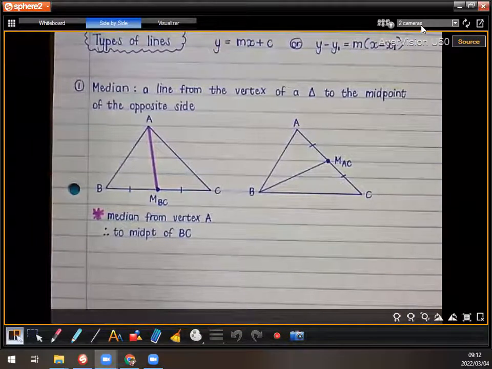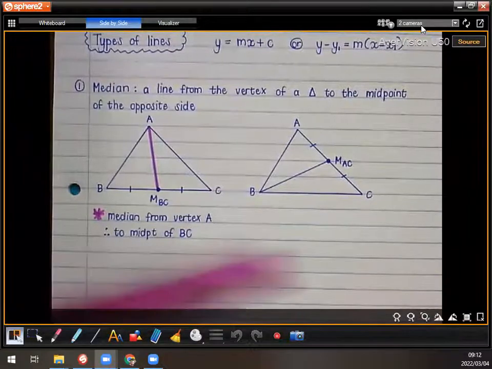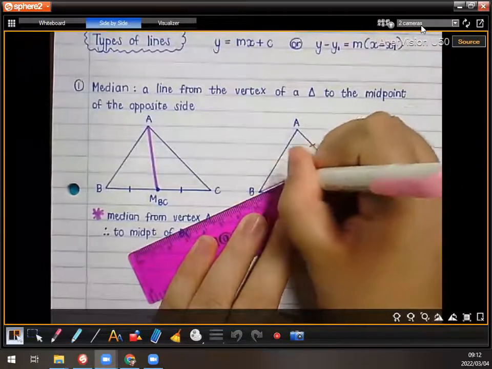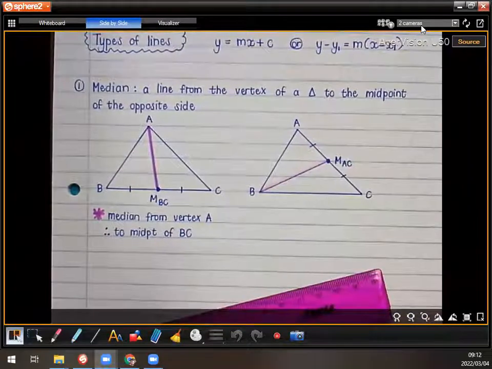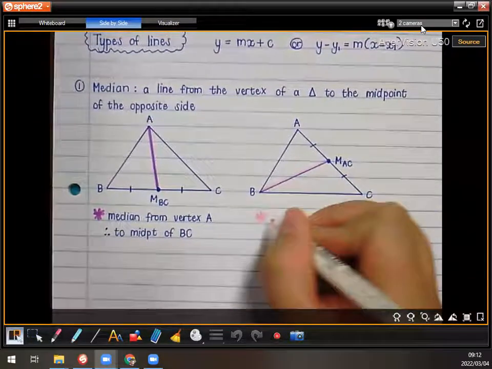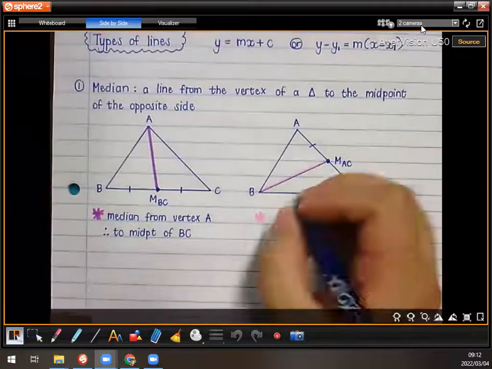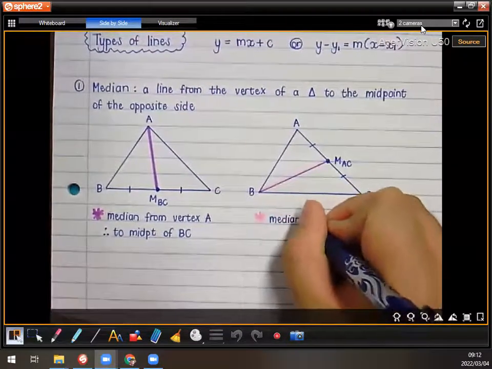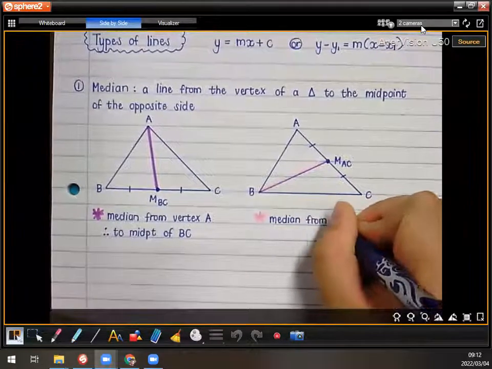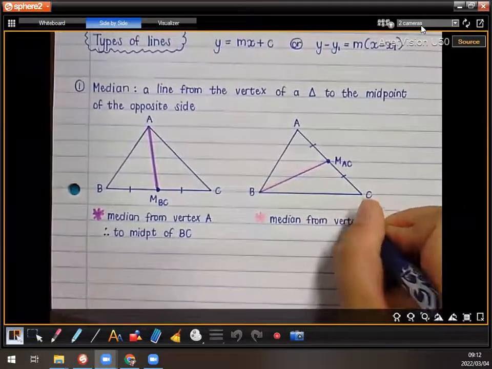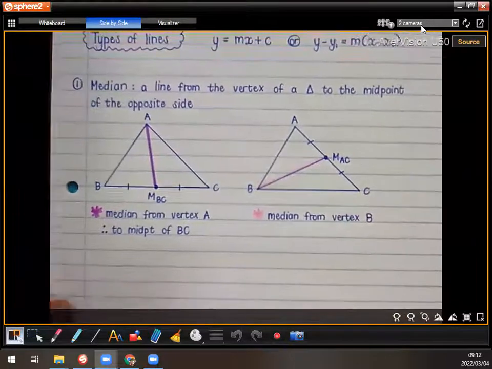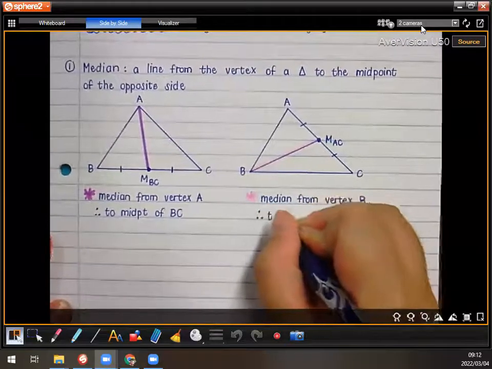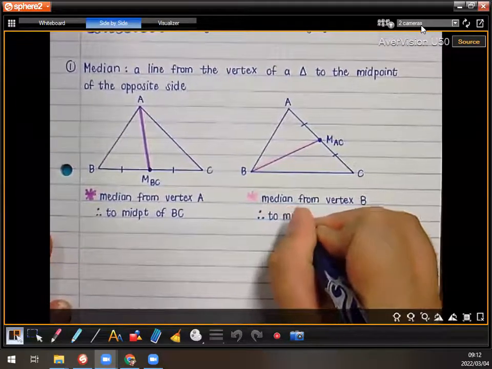Now let's see if I have a different highlighter here, or you can pick one. You can use the same one if you want. All right. Those two, I suppose. All right, so that pink one now is the median from vertex B. If it's from vertex B, it has to go to the midpoint of the opposite side, which is AC.